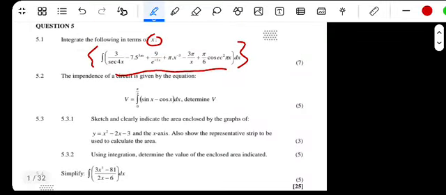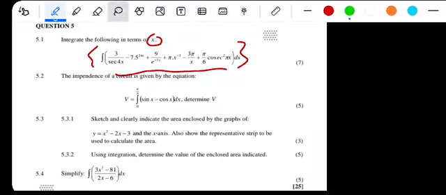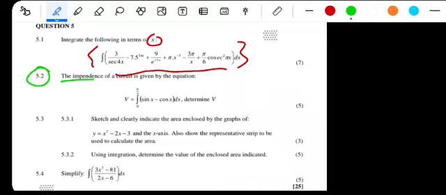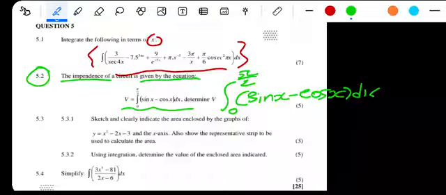So we have 5.2 there. The impedance of the circuit is given by the equation, so we should do this equation there. What is that? The integral from 0 to pi over 2 of sine x minus cos x, obviously dx. We are supposed to determine the value of v. This equals v actual. All right.